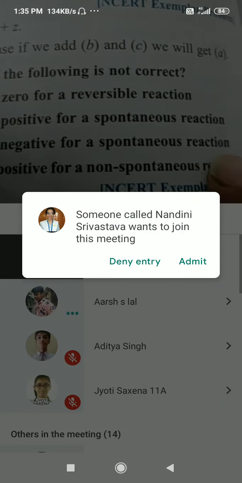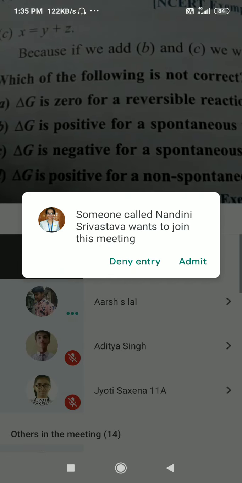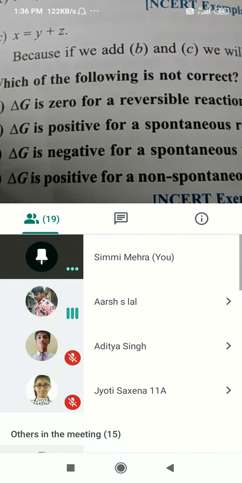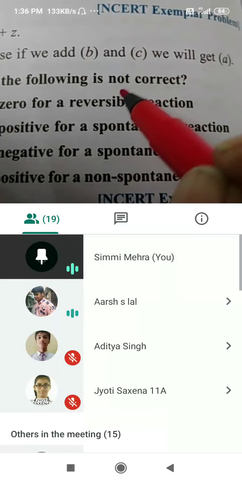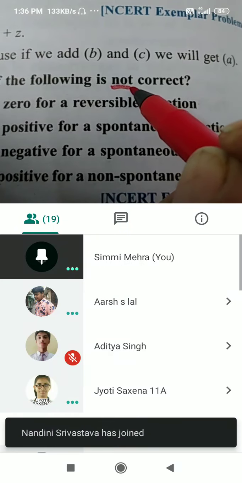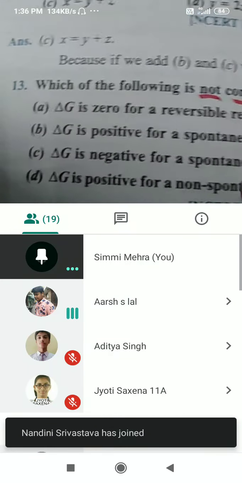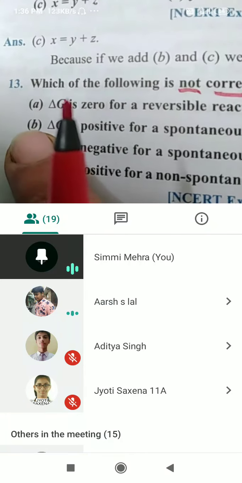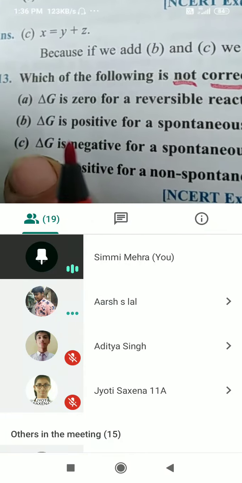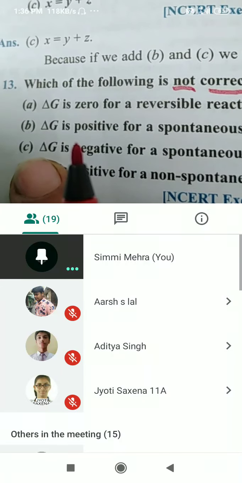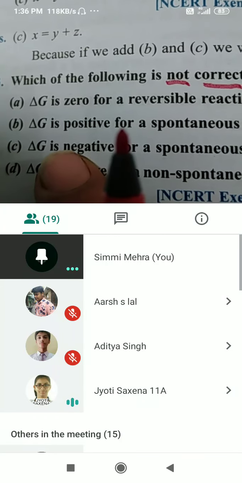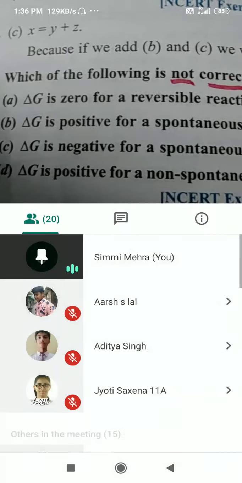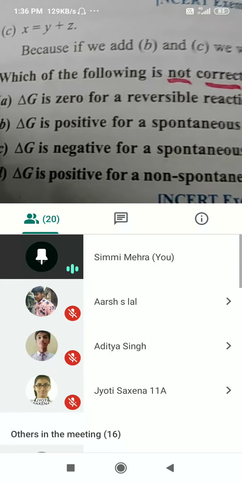For a spontaneous reaction, this is correct or not correct? It is written not correct. It is incorrect. Arsh is saying B. What is Jyoti saying? Read quickly. You won't get so much time in the test.